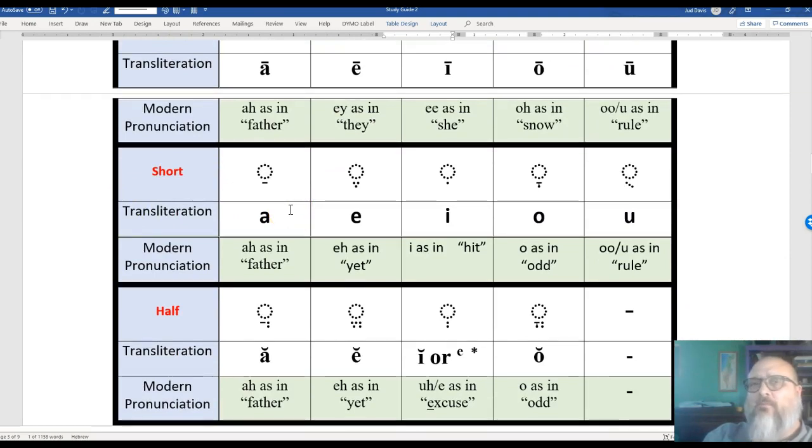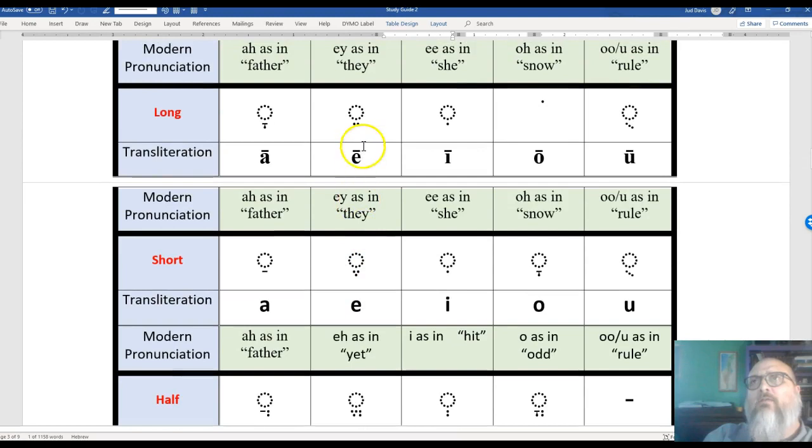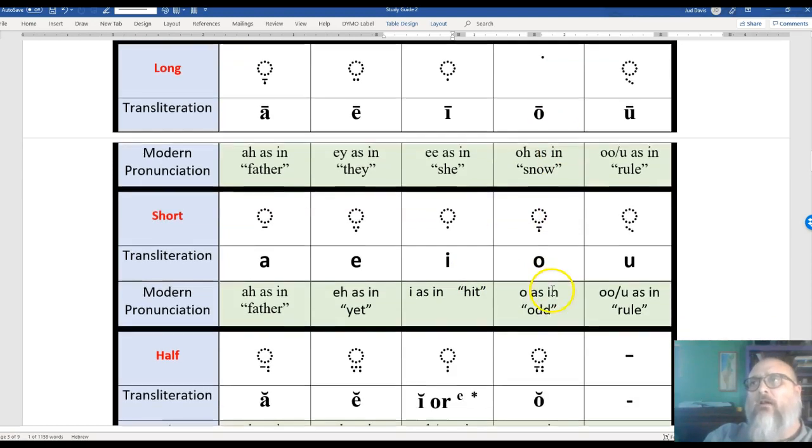Short, again, we're following modern Hebrew. Slightly different pronunciation between a sere and a sagol. Sagol. This is a slight difference. It as in hit. Now that's tricky. So you've got a long and a short here. And then really tricky here.